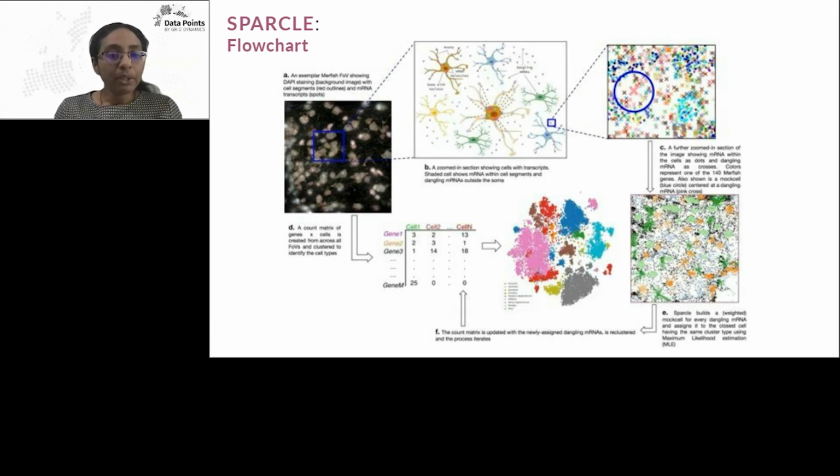Again, an image of a MERFISH, a zoomed-in image here, which shows the different kinds of cell types. Again, another zoomed-in version here showing the different transcripts that are both inside and outside the cell. Here we show an example image of what we obtain after Sparkle has run. So every line here shows the assignment of a transcript to a cell, and the color is based on the cell type. This then gets updated to the count matrix, you can cluster, and the process continues.